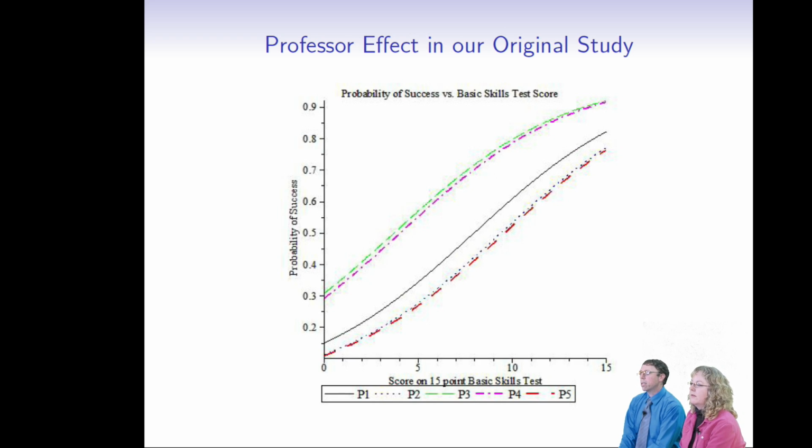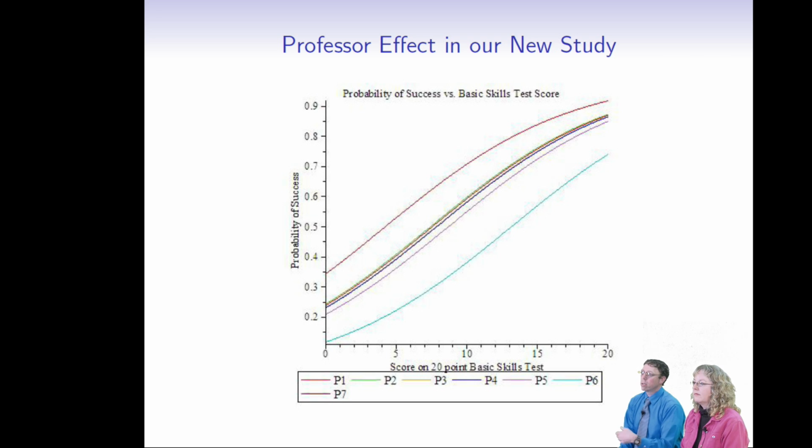Another question we would like to think about is our professor effect. In the first study, which we talked about earlier, we had 5 professors, and 1 professor in the middle, while the other 4 professors are either much higher or much lower. In our new study, there are 7 professors now. There is 1 professor that's pretty high and 1 professor that is much lower, and there are 5 different bands right there in the middle. So most of the professors are right there together.